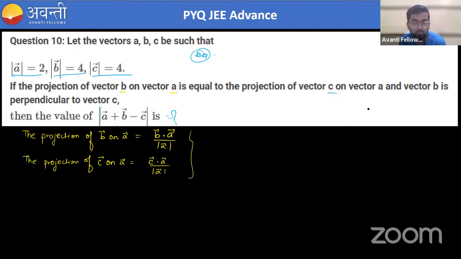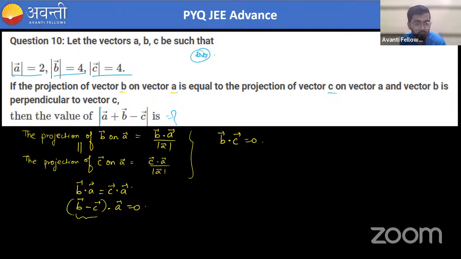Now, since B bar is perpendicular to the vector C bar, we know that B bar dot C bar is 0, right? So these two are equal. So what I can say here, B bar dot A bar is equal to C bar dot A bar, right? So B bar minus C bar dot A bar is equal to 0.